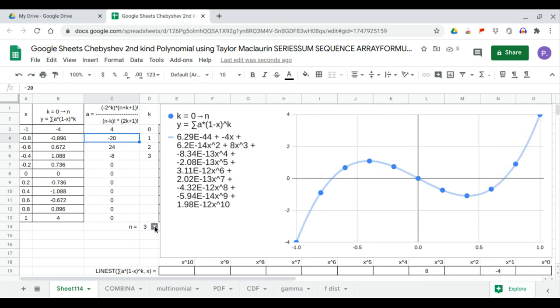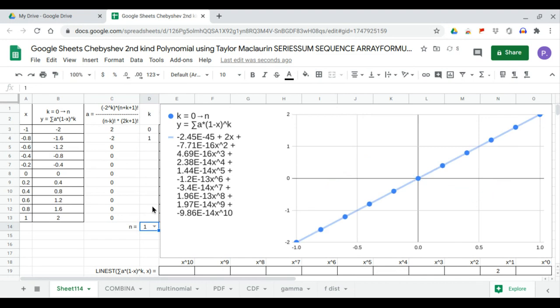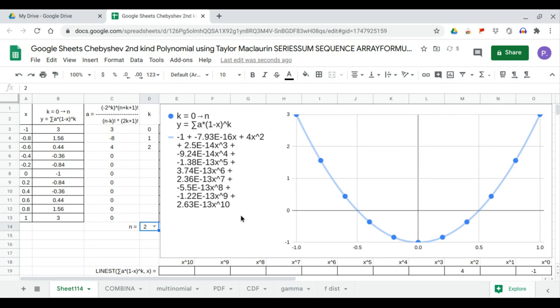So here's the trend line equation, which is also the Chebyshev second kind polynomial, and the trend line. Starting from n equals 1, our Chebyshev second kind polynomial equals 2x. So y equals 2x. At n equals 2, the Chebyshev second kind polynomial is minus 1 plus 4x squared.